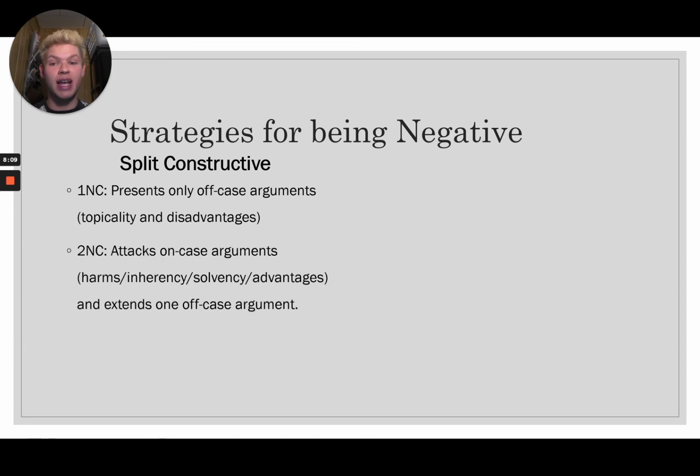Then in the second negative constructive, you attack the on-case arguments. You attack harms, inherency, solvency, advantages. So that's how you split the constructives. The 1NC is about off-case, the 2NC is about mostly on case, but then you pick one of the topicality or disadvantage arguments that your partner read in the 1NC and you extend one of them, which means you bring it up again, you talk about it, you defend it, that type of stuff. And then the first negative rebuttal would pick a different off-case argument from their first speech to extend.